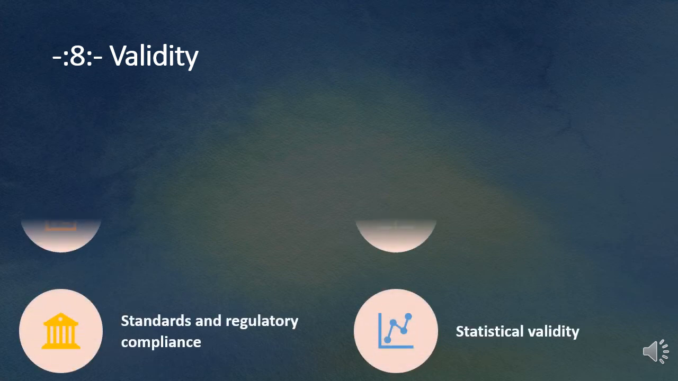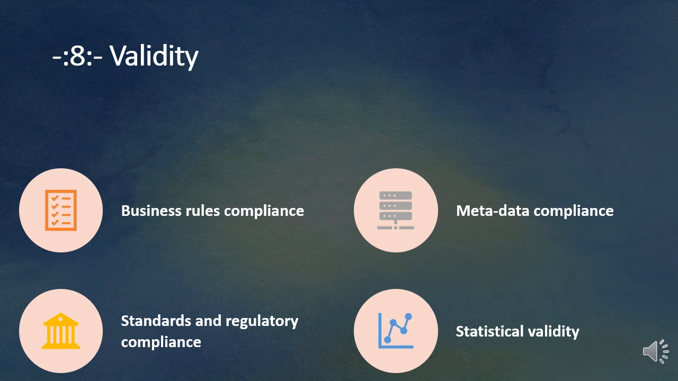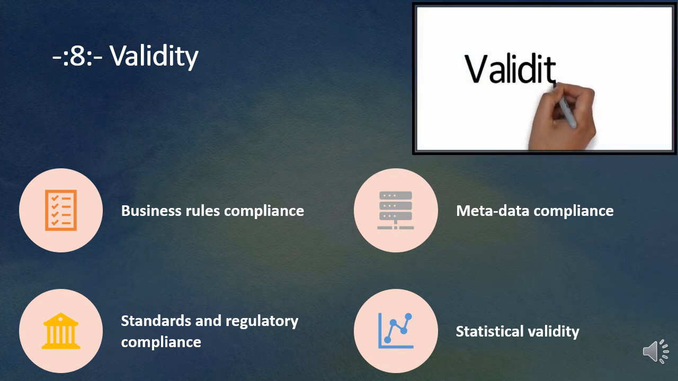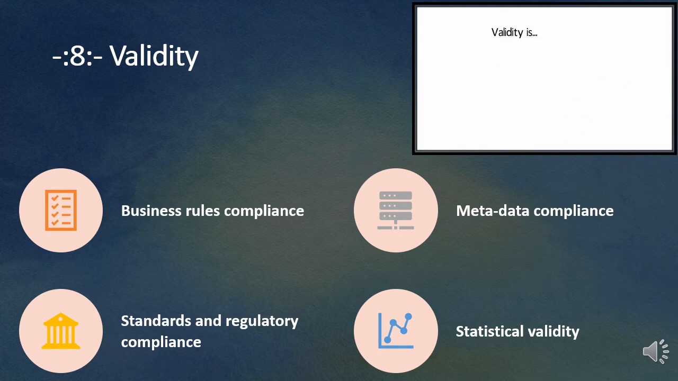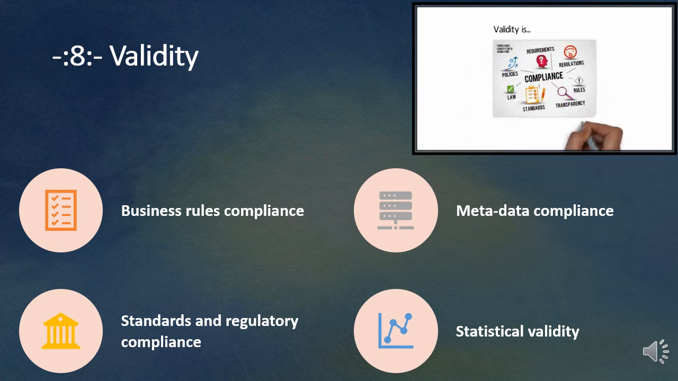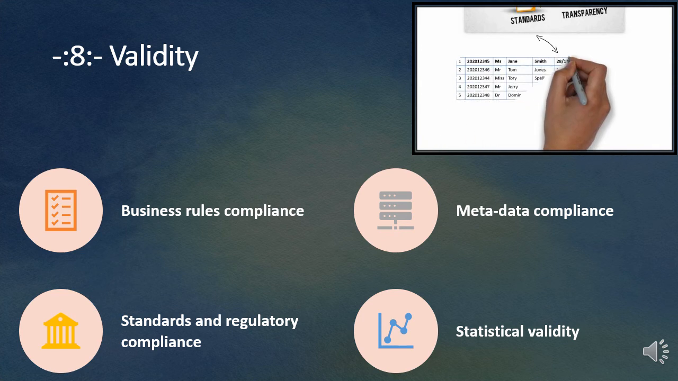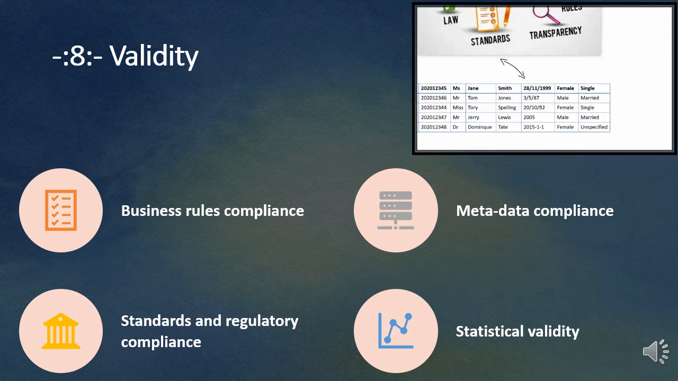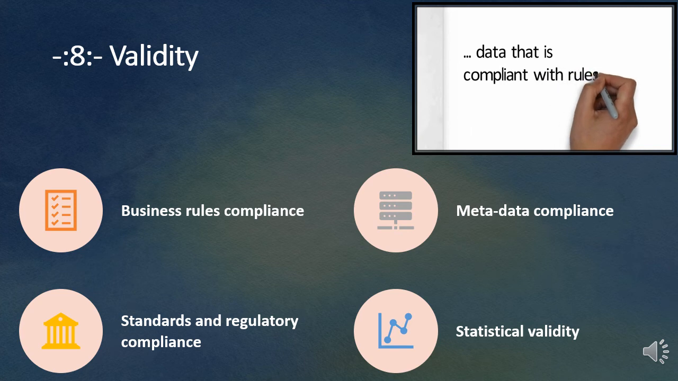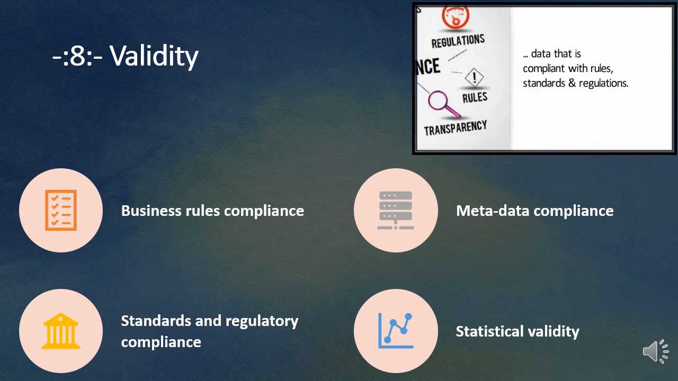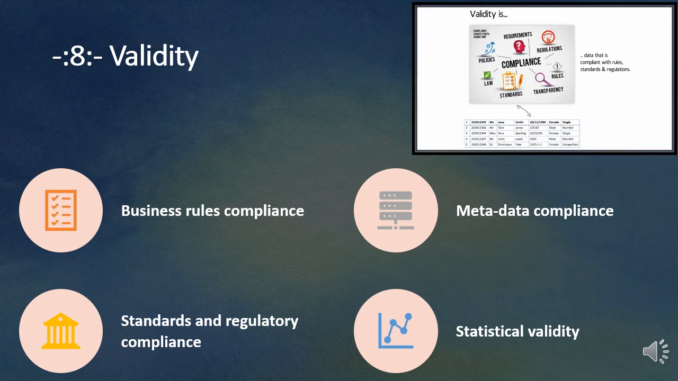The eighth and final dimension is validity. This can be measured by the following four characteristics. The first is business rule compliance. While characteristics such as format and uniqueness can be linked with business rules, there may be additional rules such as a value must be part of a predefined set of acceptable values, a value may or may not be blank, or the value must be greater than or less than another value.